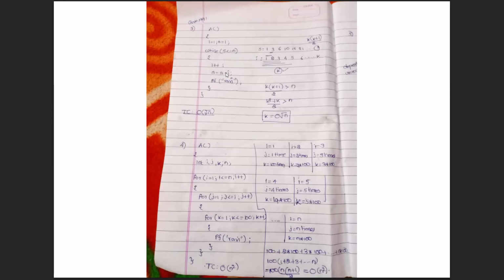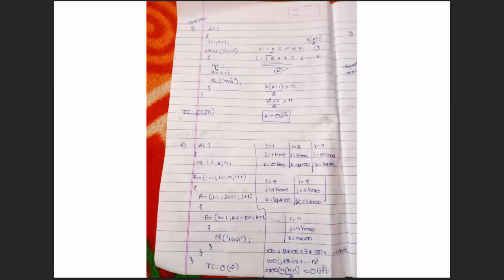So what is the value of s? 1 plus, what is the value of i? 2. So whenever the i value is 2, the s value is 3. Next, whenever the i value is 3, we increment the value of i to 3. Next, s equal to s plus i. So what is the value of s? s is 3, 3 plus, what is the value of i? 3. 6. So whenever the i value is 3, the s value becomes 6.